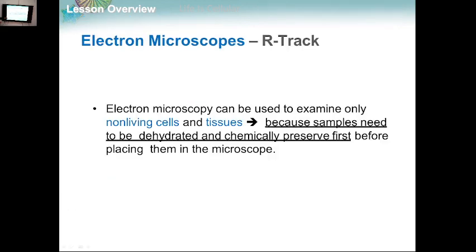Electron microscopes can be used to examine only non-living cells and tissues. You have to make sure that all of the specimens used in the electron microscope are non-living cells or tissues, because samples need to be dehydrated and chemically preserved before they are placed under the electron microscope. So dehydration and chemical preservation will kill the cells, so the cells must be dead or non-living. Okay? And that's all about the microscopes and the history of the cells.